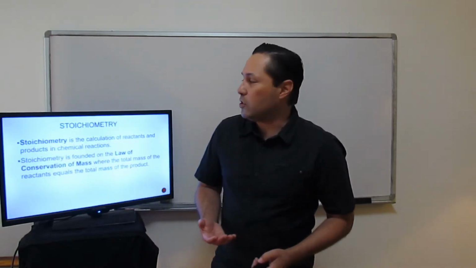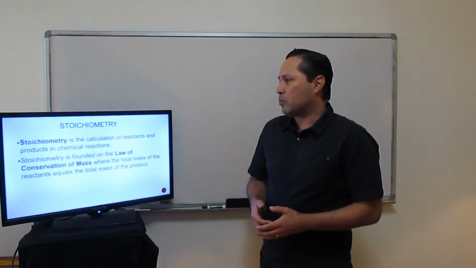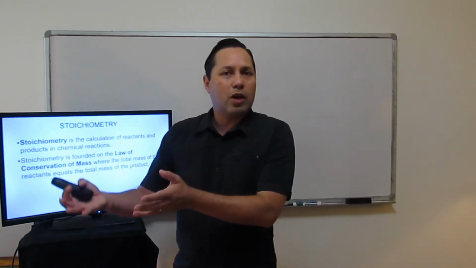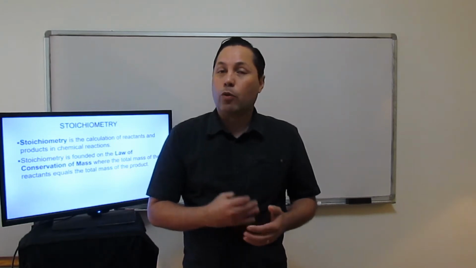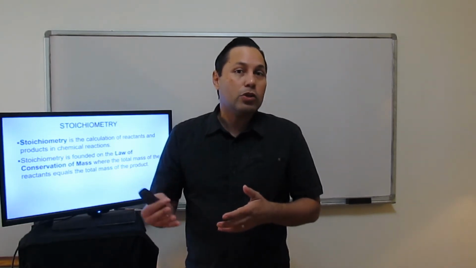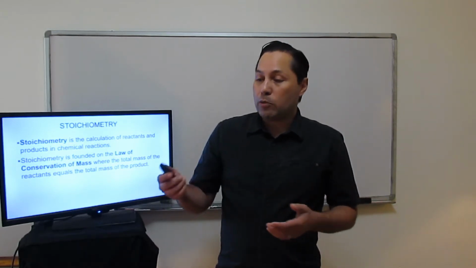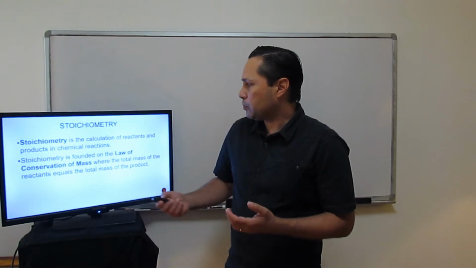So what exactly is stoichiometry? Stoichiometry is the calculations of reactants and products in a chemical reaction. So if you have a chemical reaction, and I give you the products, you should be able to figure out how many reactants you began with, or vice versa. If I give you the reactants, you should be able to calculate how many products you will create. You may also be able to figure out how many reactants you need to react with additional reactants.